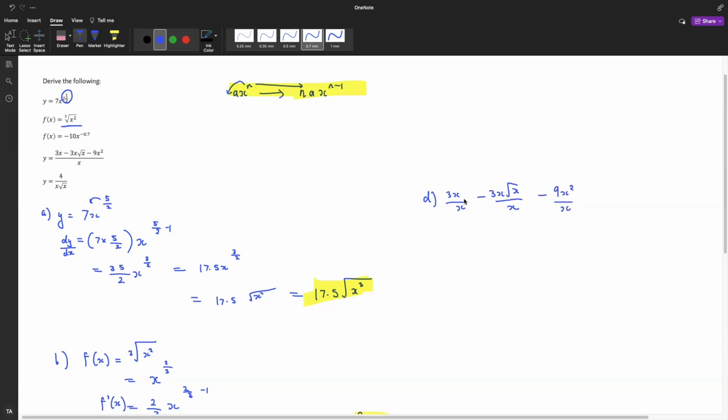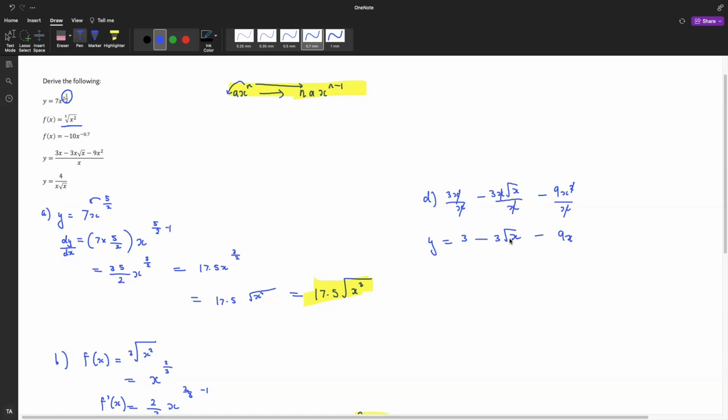And now again, take out x on all of these. So 3x over x is just 3. So y is equal to 3. Again, x over x cancels out, so 3 minus 3 root x. And then x squared and x cancels, so then we have minus 9x. Okay, now this is a much simpler equation for us to deal with.